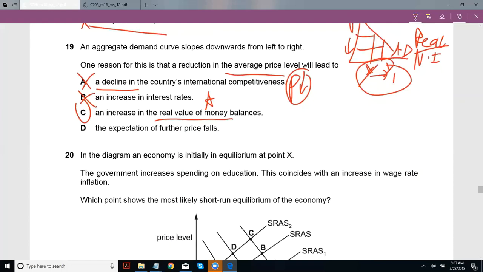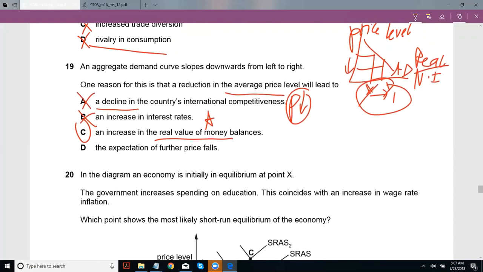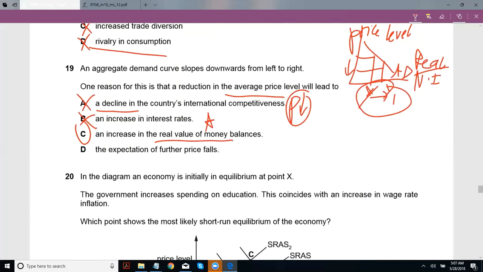D doesn't really make sense, because a reduction in the average price level will lead to the expectation of further price falls. If it leads to the expectation of further price falls, then investments and all also reduce. Consumption also reduces, which should reduce your aggregate demand, which makes sense, in fact.